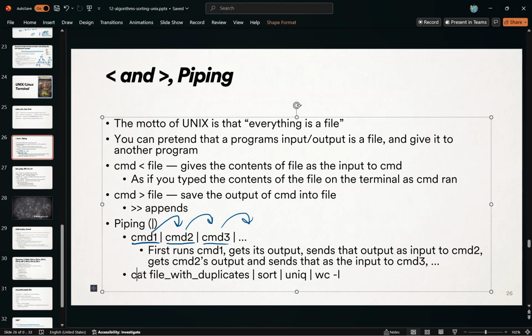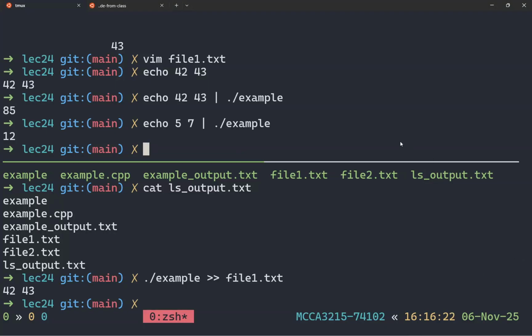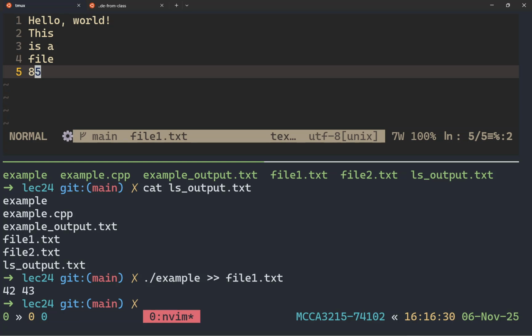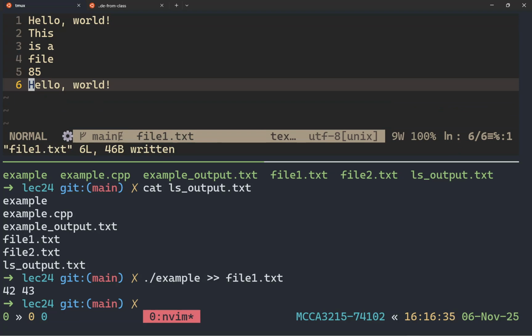So there's that one. Here's a weird one. I'll show this to you. It's a fun example. Let me duplicate some things in this file. So here, let's go back to file1.txt, and let me add hello world at the end as well. So there's some lines that are duplicated, at least one of them, right?